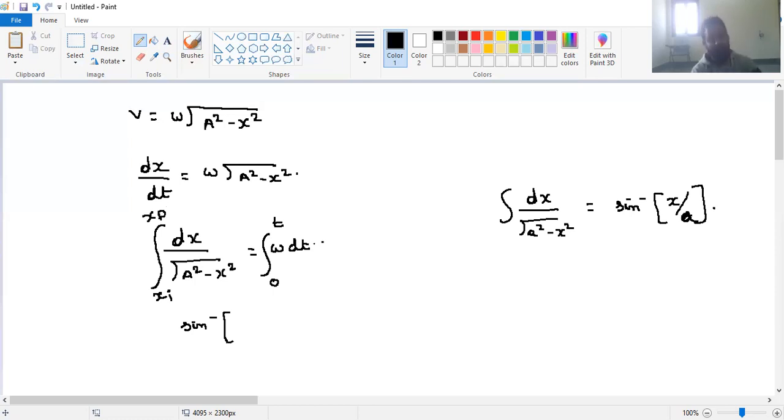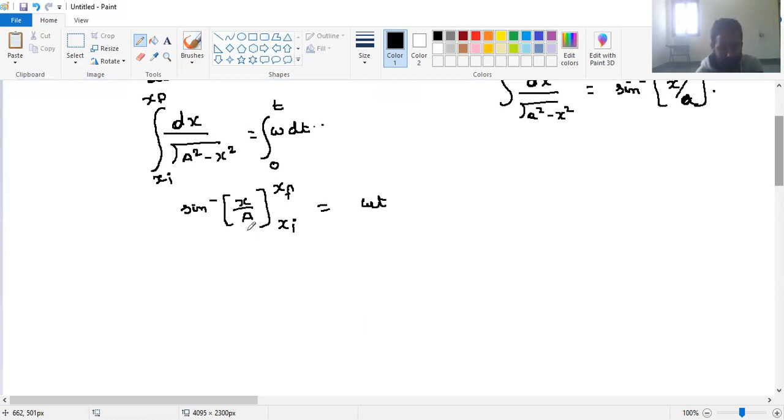So sine inverse, this one will become x by a, from x initial to x final. That is from omega t, because integration of omega dt, omega is a constant term, integration of dt will become t, and 0 to t, so t minus 0, it will become omega t. I think you are very familiar with the integration part.